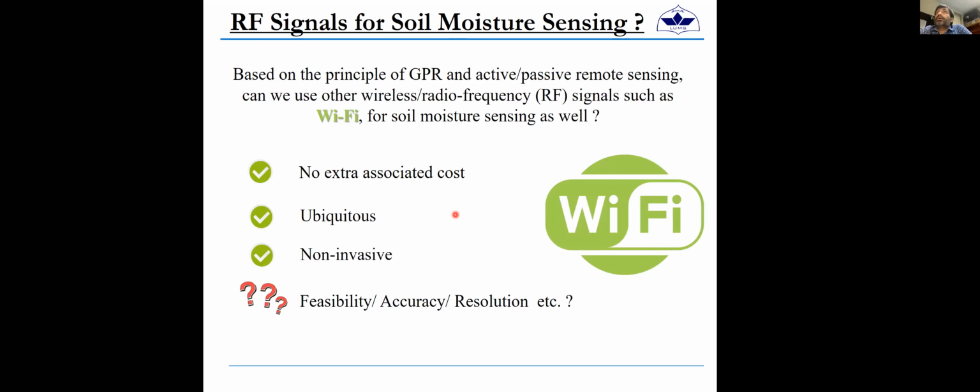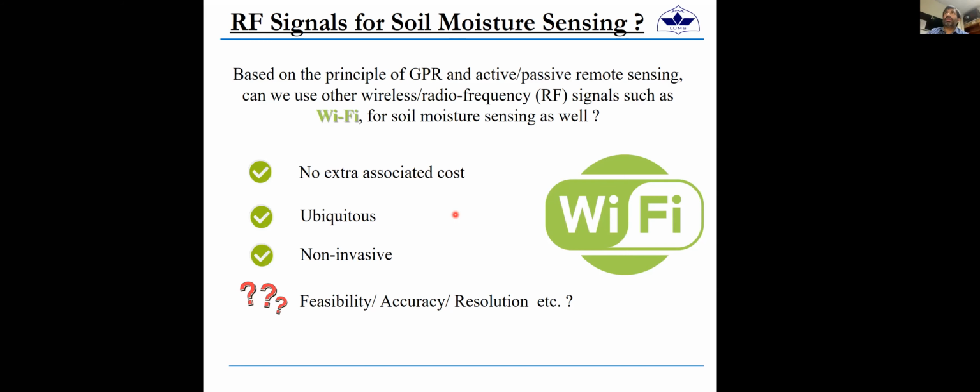But before we can do anything, we have to check the feasibility of this method, how much accuracy we can obtain, and what the resolution will be. These are the questions that we need to answer first. So as scientists, what do we need to do? We need to do experimentation. We need to design an experiment in order to answer these questions.